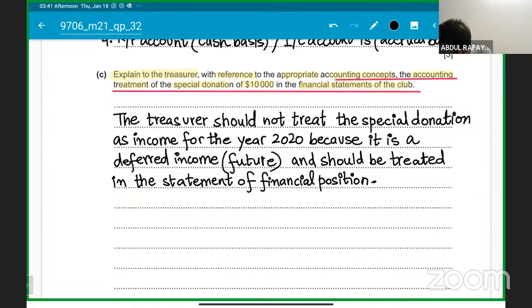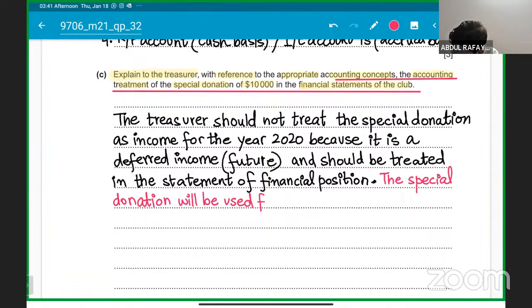Clear? As for the donation, the reason, you can write down to explain to the examiner: the special donation will be used for the anniversary activities in 2022. Everyone getting it? Okay, so you will get 2-3 marks for this.